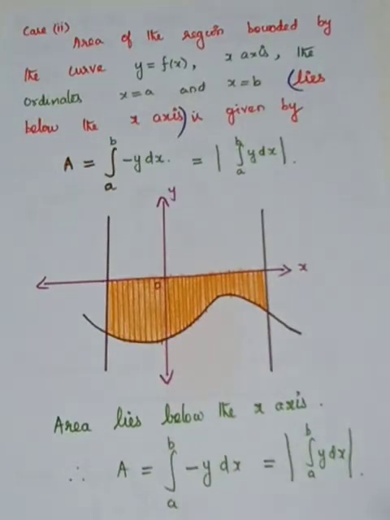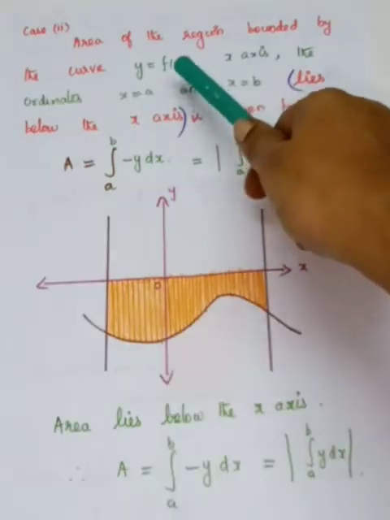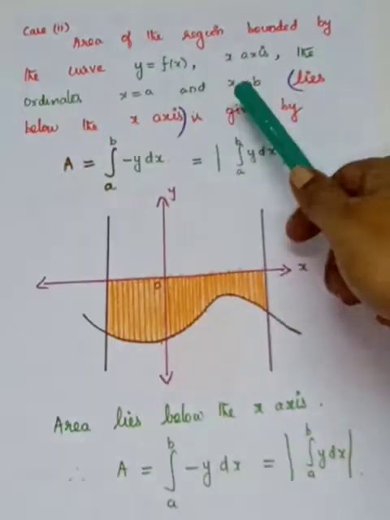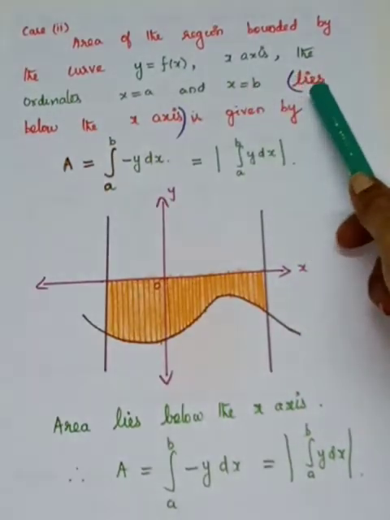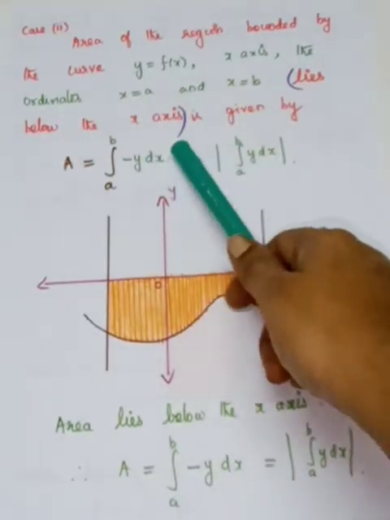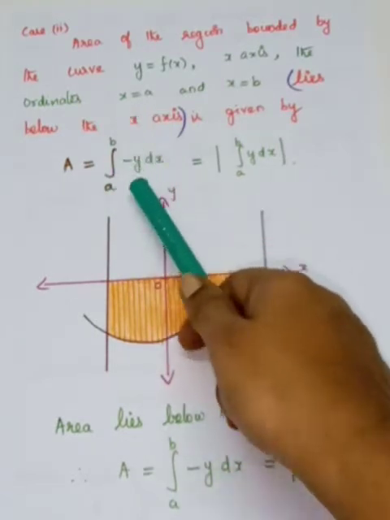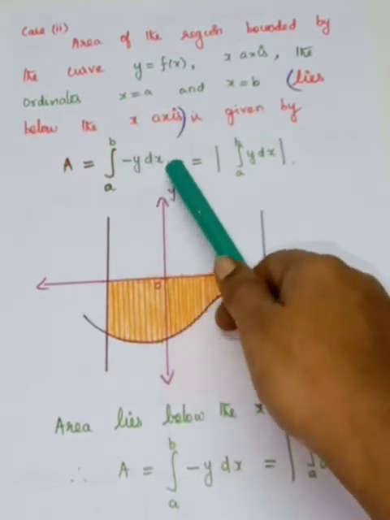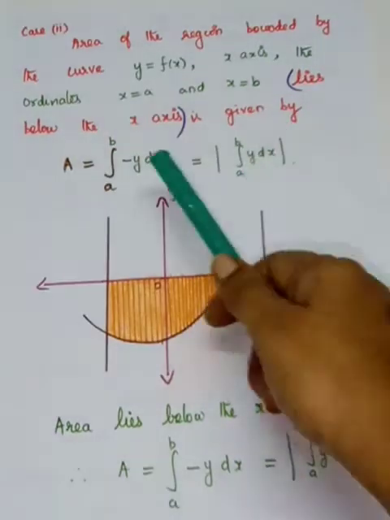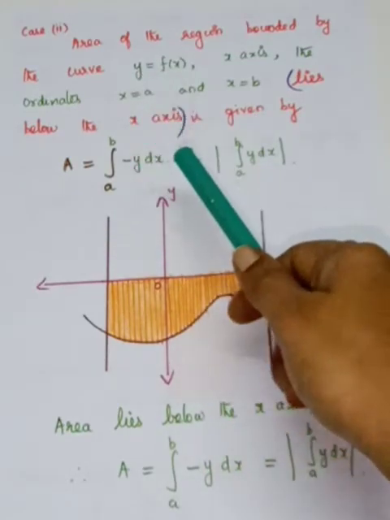See, area of the region bounded by the curve y is equal to f of x, x-axis, and the ordinates x equal to a and x is equal to b. This lies below the x-axis. Lies below the x-axis means your area is equal to integral a to b minus y dx. Okay, area should not be negative, so it has to be written within the modulus. Otherwise, you have to use the formula integral a to b minus y dx.